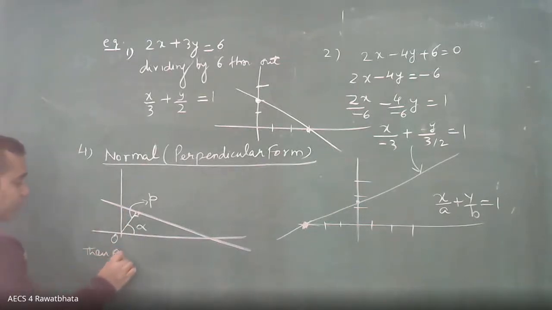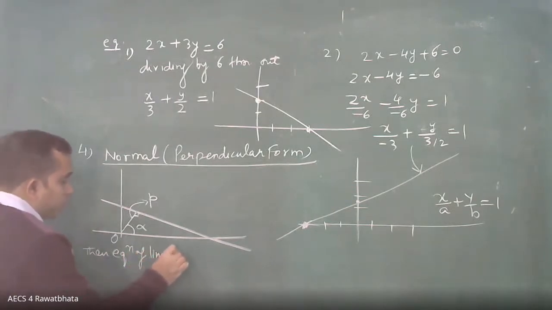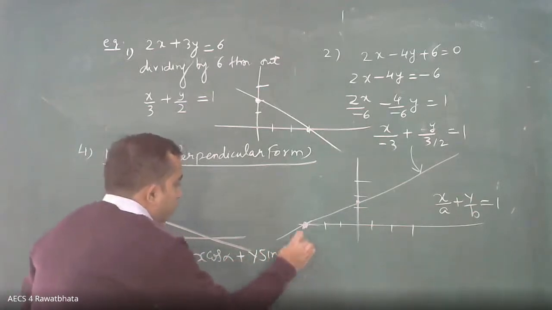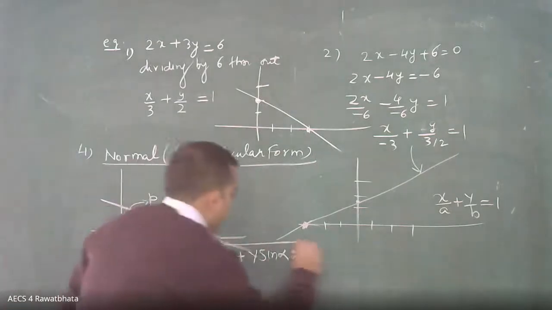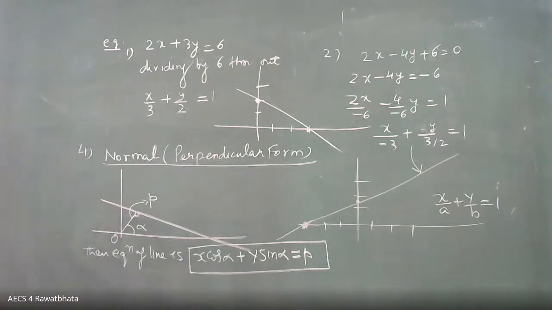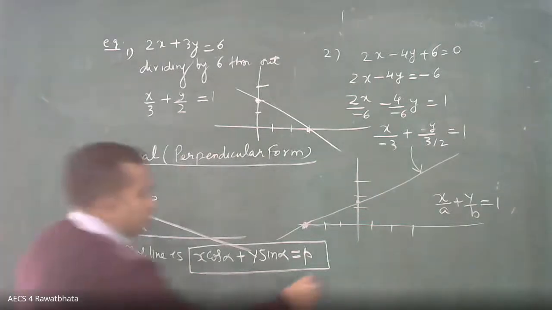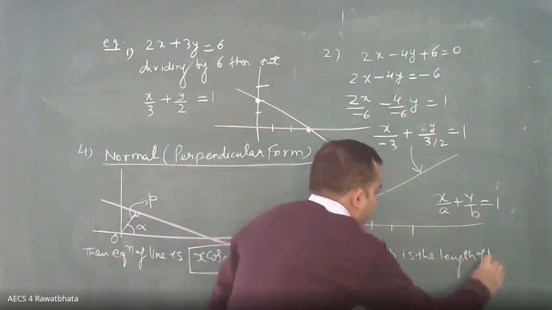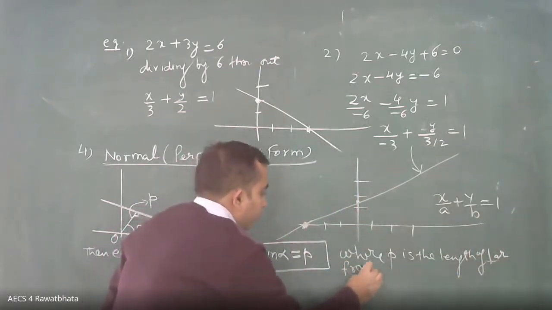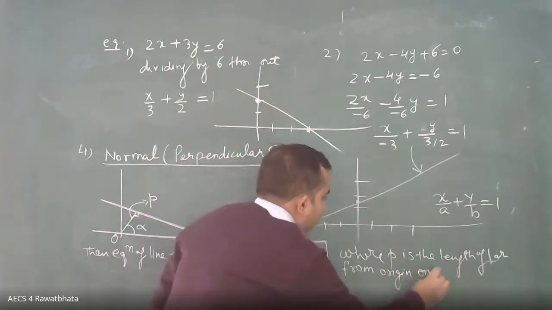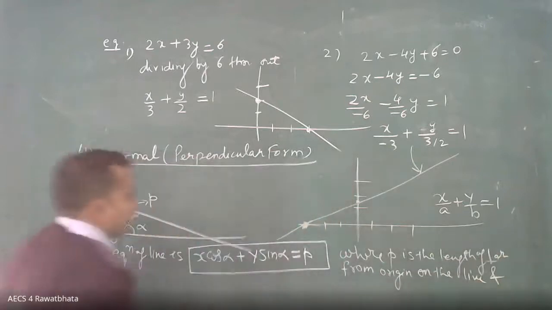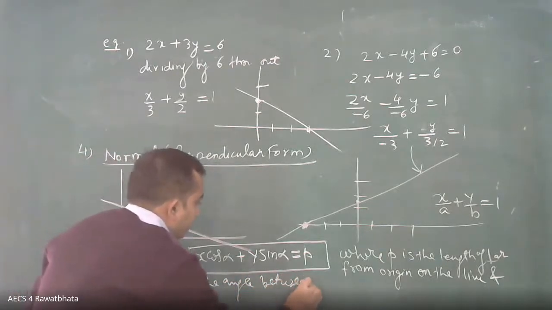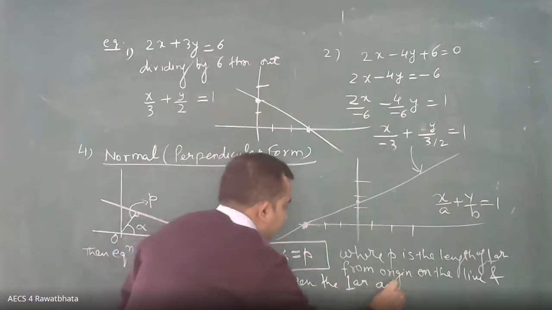Then equation of line is given by x cos alpha plus y sin alpha equal to p. This is the equation of the line, where p is what? p is the length of perpendicular from origin on the line, and alpha is the angle between the perpendicular and x-axis.